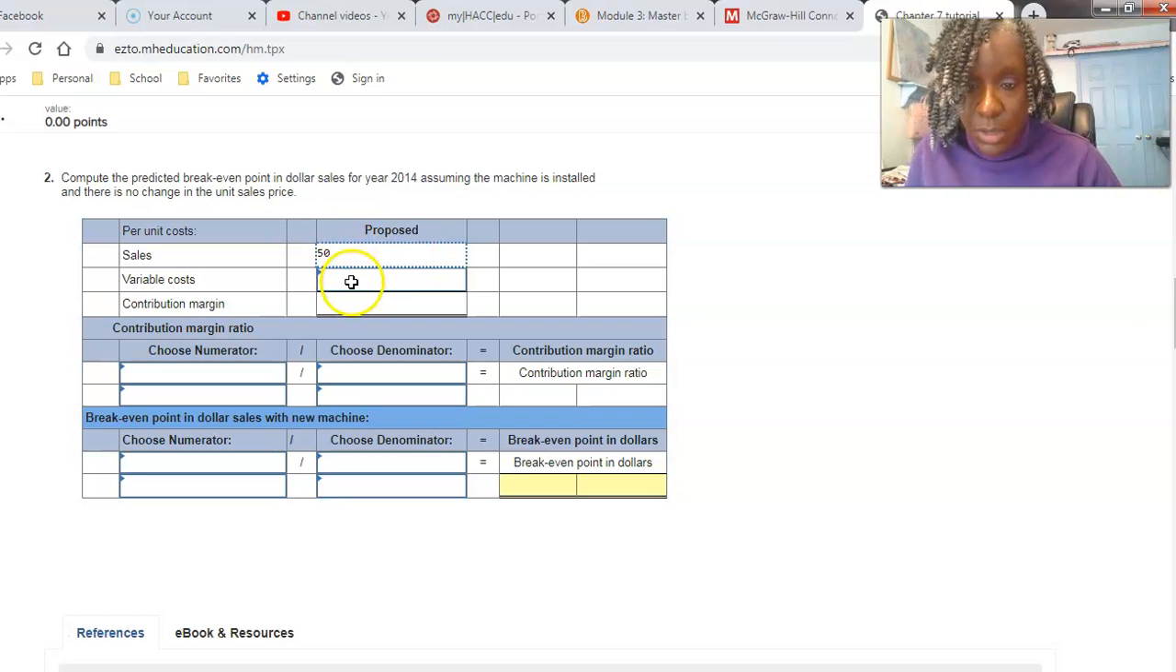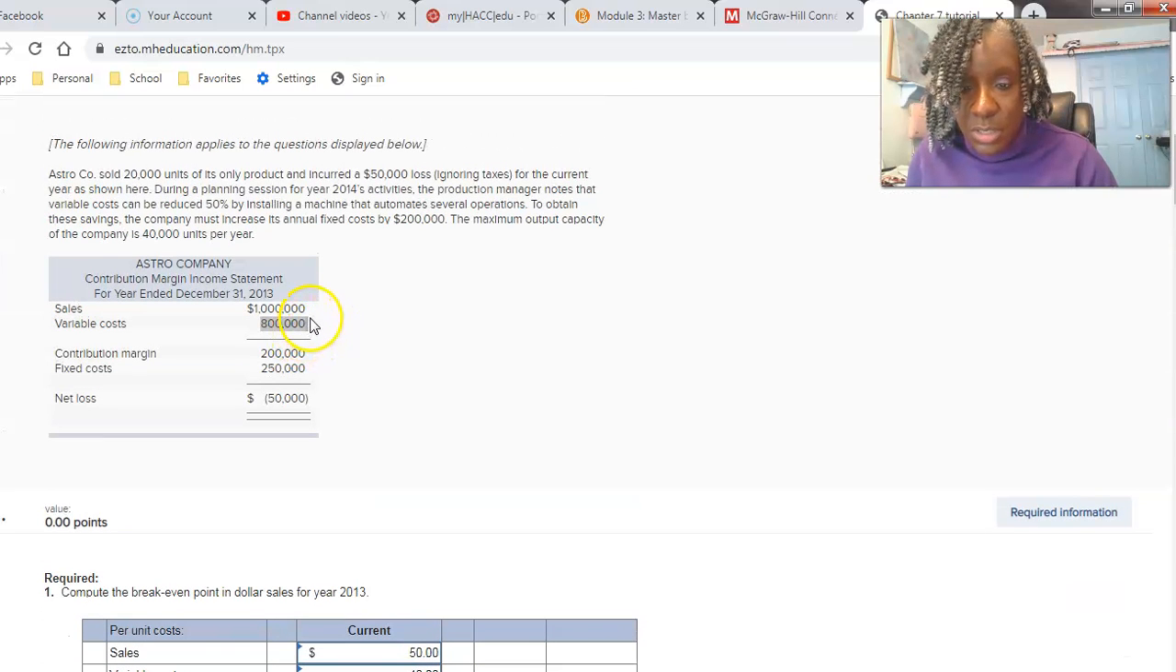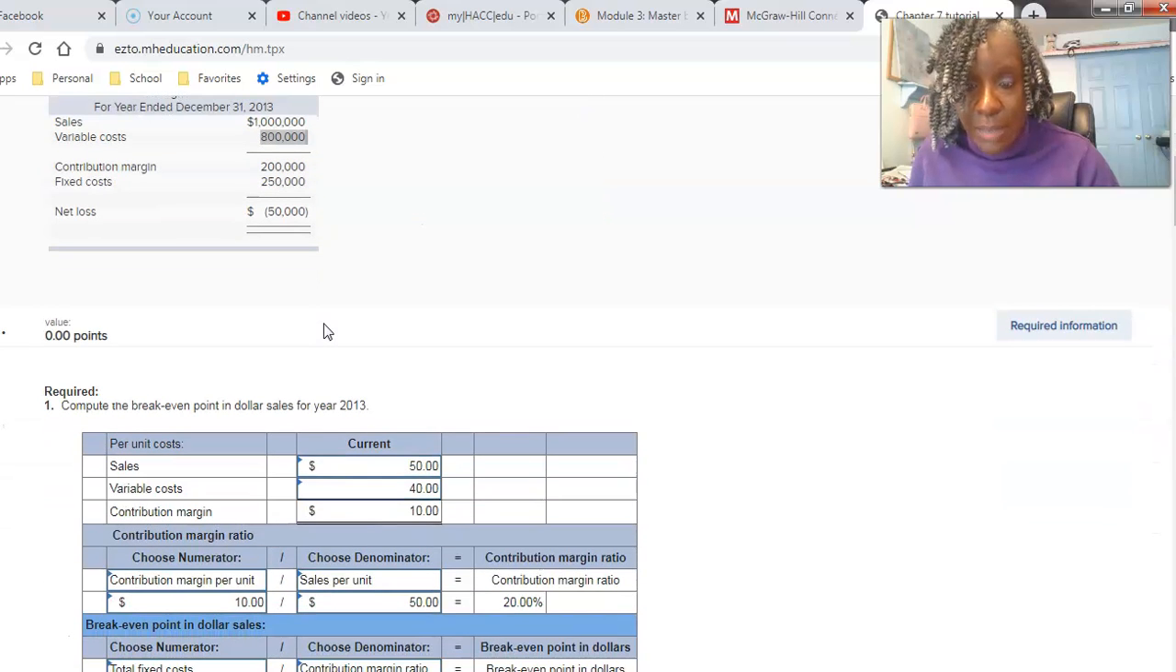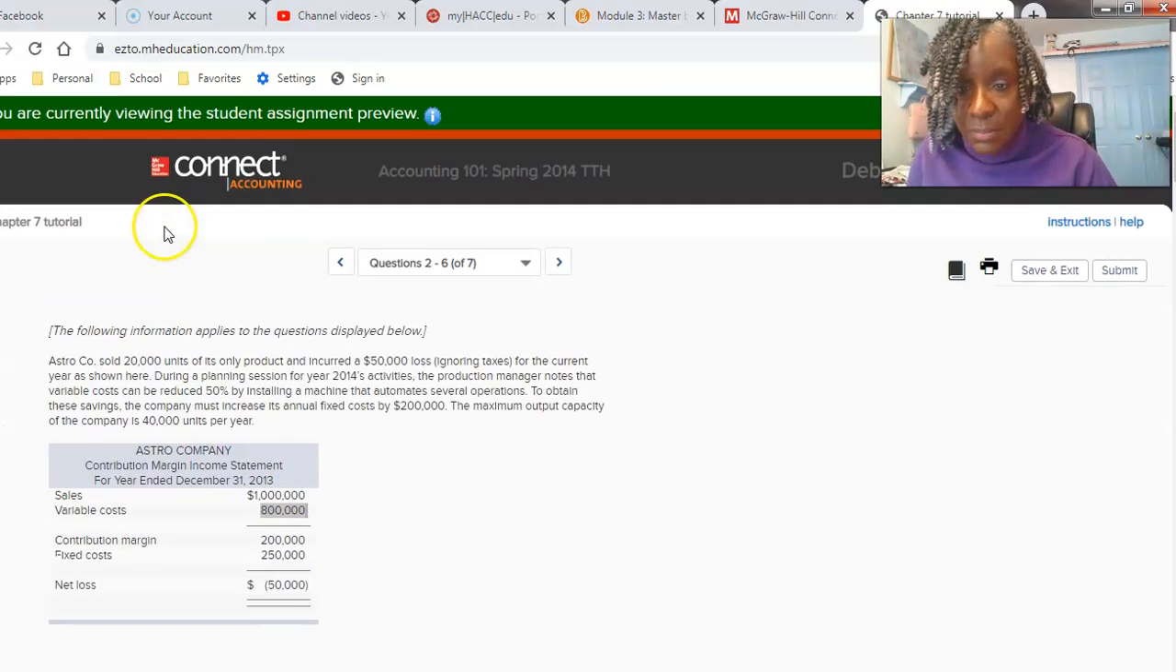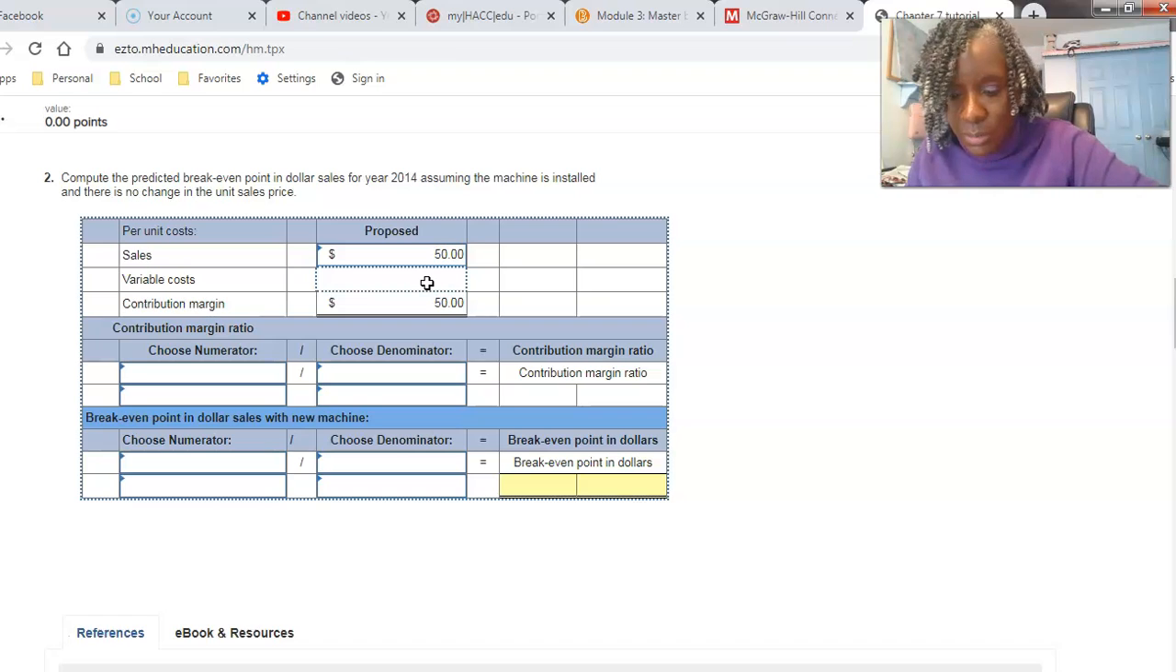What we need to know now is how do we calculate our variable cost per unit. If we're going to use this number as our starting point, we have to consider the 50% reduction. So that takes it from 800,000 to 400,000. Then I'm going to take my 400,000 and divide it by, again, the 20,000 units. That should give me $20, I think. It's 400,000 divided by 20,000. Gives me a $20 per unit variable cost. I'm going to put the $20 there.